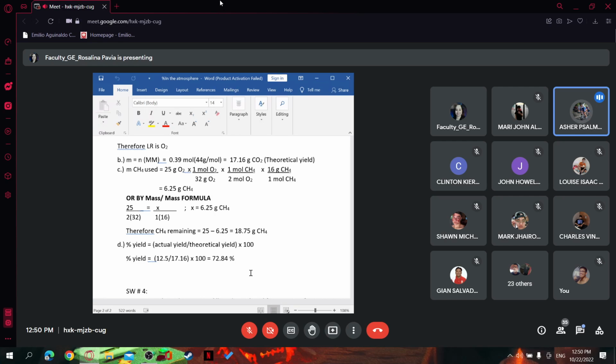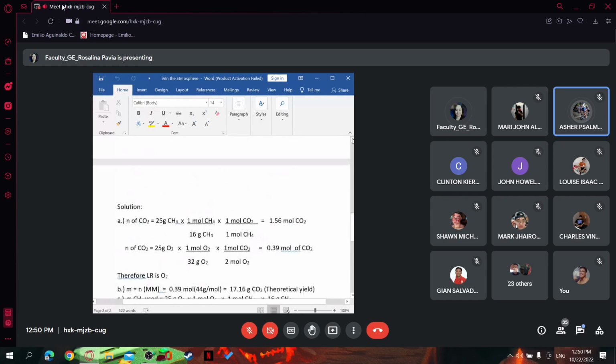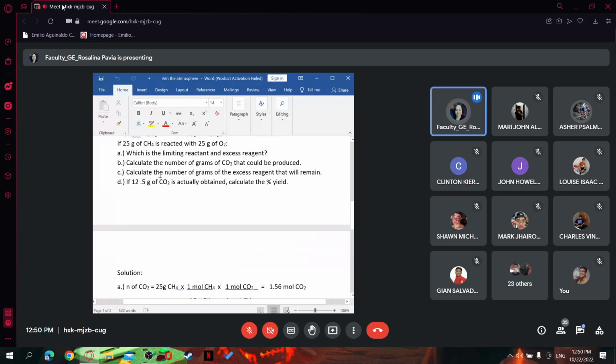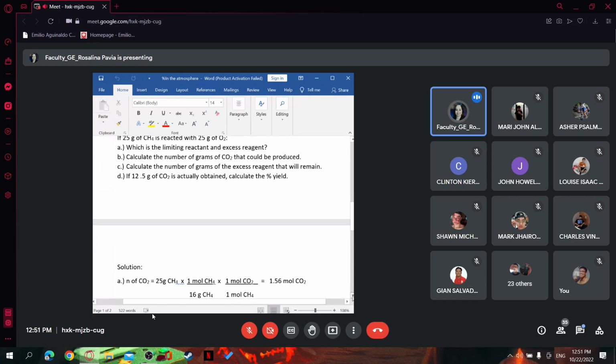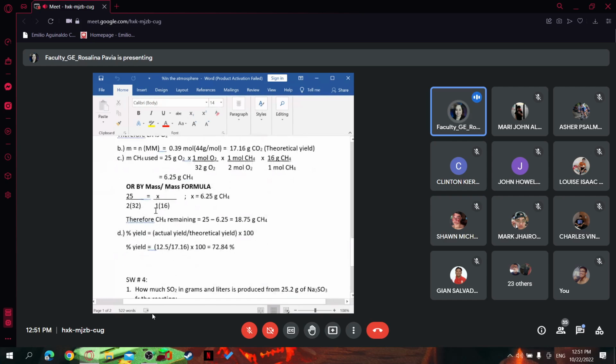Ma'am, bakit po minus yung 25 sa 6.25? Kasi tinatanong sa problem kung ilan ang naiwan. Okay po. Ayan o. Calculate the number of grams of the excess reagent that will remain. Yung excess mo dito is methane gas. Ubos na yung oxygen. So yung excess, makukuha mo by subtracting it from 25. Ito yung actual na nagamit, plus 25 grams of oxygen para makapag-produce ng 17.16 gram na CO2.